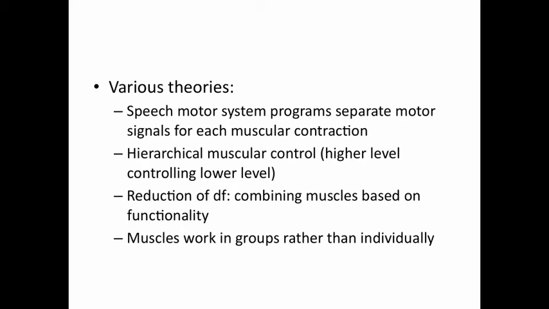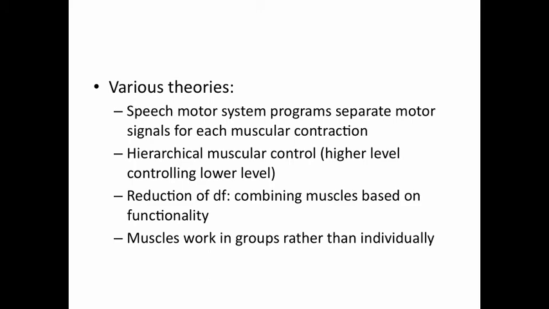Another theory is how we can reduce the degrees of freedom is if you can combine the muscles based on their function. So if you can combine all the depressors together, or all the elevators together, or all the retractors together, that is one way of reducing the degrees of freedom. Another theory is that muscles work in groups, but they do not work individually, which I think will make more sense, because if you were thinking about each muscular contraction happening individually every single time, I think our speech will be really slow. I don't think there'll be any coordinated speech. So muscles have to work in groups rather than individually.